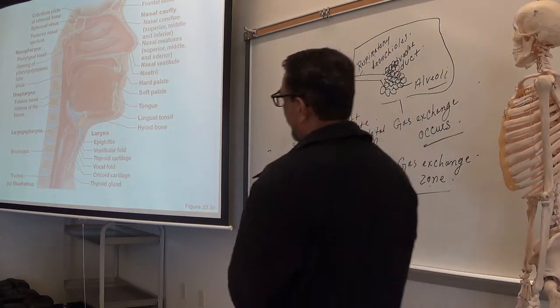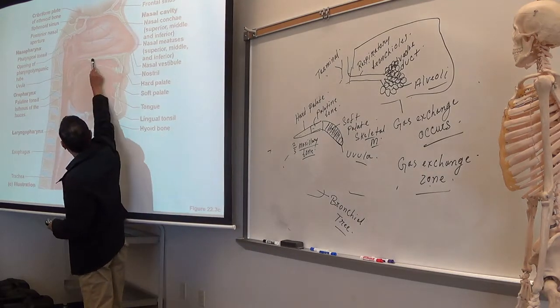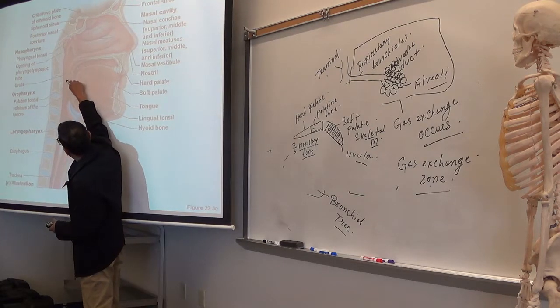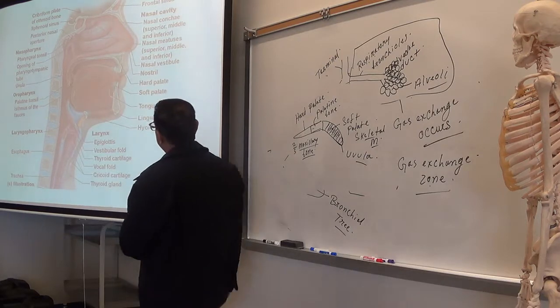Now look at this picture. This is maxillary bone, this part, palatine bone, this part. That's the soft palate, skeletal muscle, and this is the uvula. Okay?